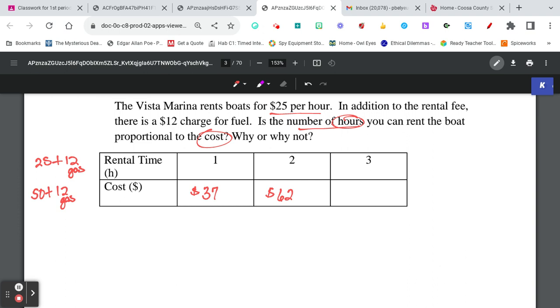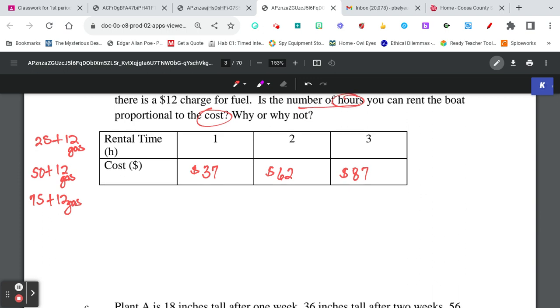Okay. What if he keeps it out there for 3 hours, Hunter? He has to pay 75 plus the gas. Yes, plus the gas bill. $75, 25 for the first hour, 25 for the second, 25 for the third, plus the gas puts us at $87.